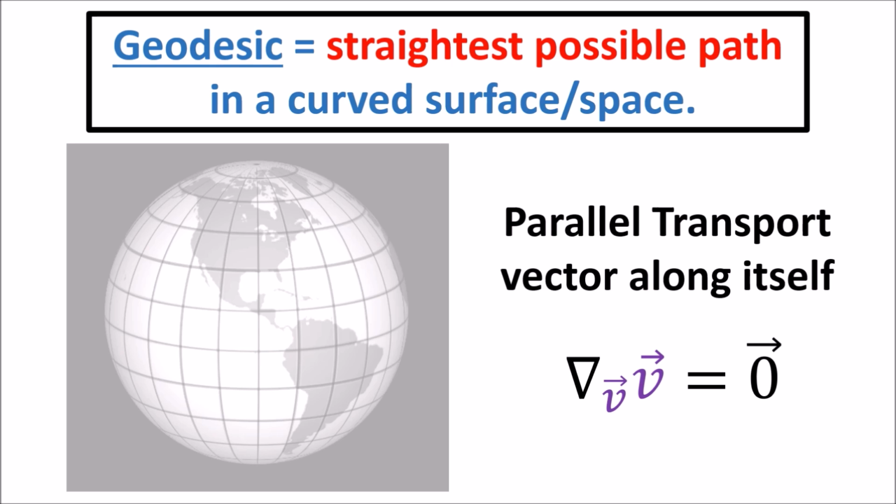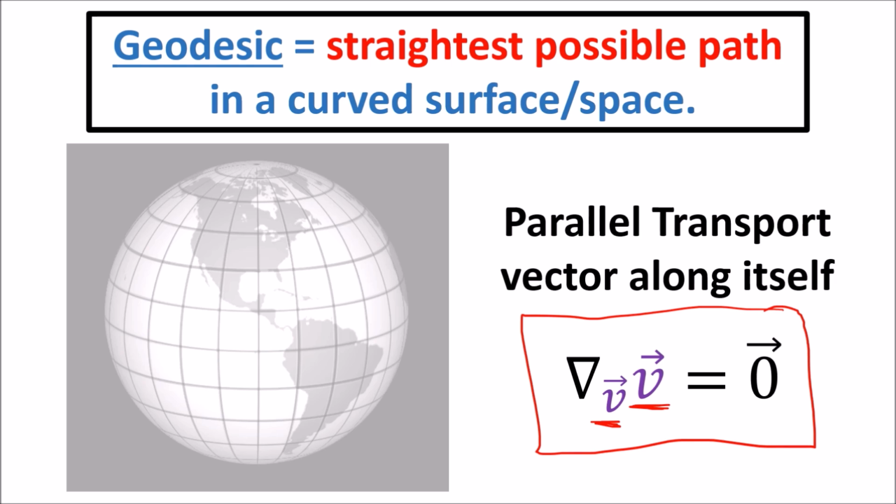So when we say that a vector is parallel transported along itself, we mean that the vector that we're taking the covariant derivative of and the direction that we choose are the same. So when the covariant derivative of a vector in the direction of itself is equal to 0, the resulting curve that we get is a geodesic curve.